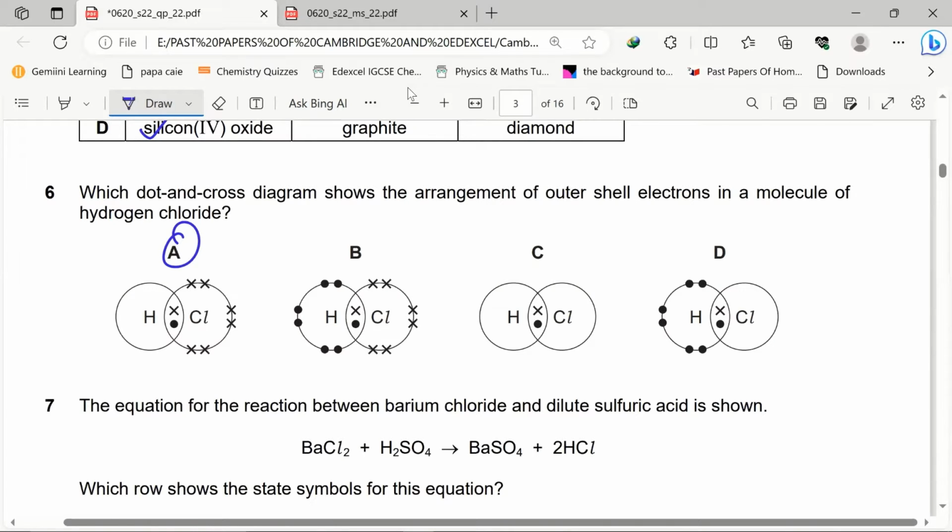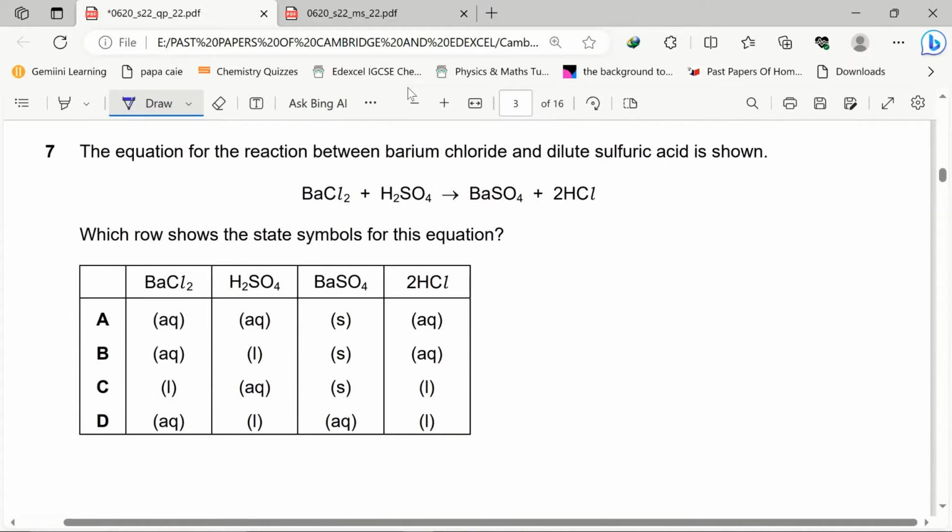Nothing else is correct. Number 7, the equation for the reaction between barium chloride and dilute sulfuric acid is shown. Which row shows the state symbols for this reaction? We know this reaction, barium sulfate is solid, because in the sulfate test we do this reaction. If we add barium chloride, then if any sulfate is present, it gives a white precipitate of barium sulfate. So everything else should be aqueous, only barium sulfate is solid. So aqueous, aqueous, solid, and aqueous is correct. So A is the only correct answer.